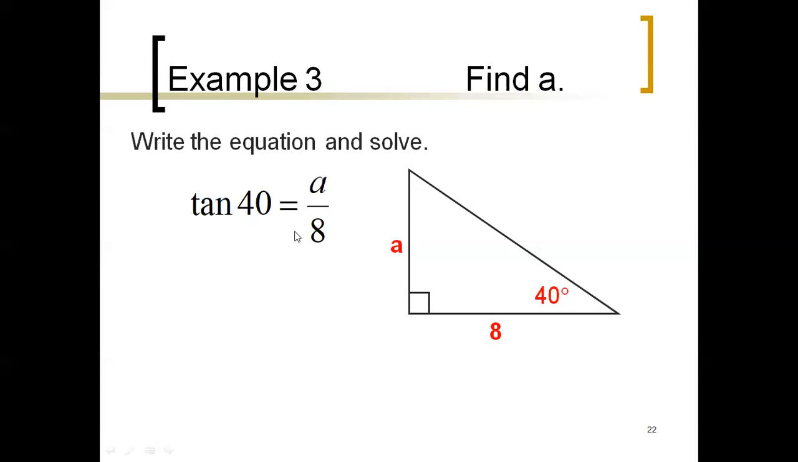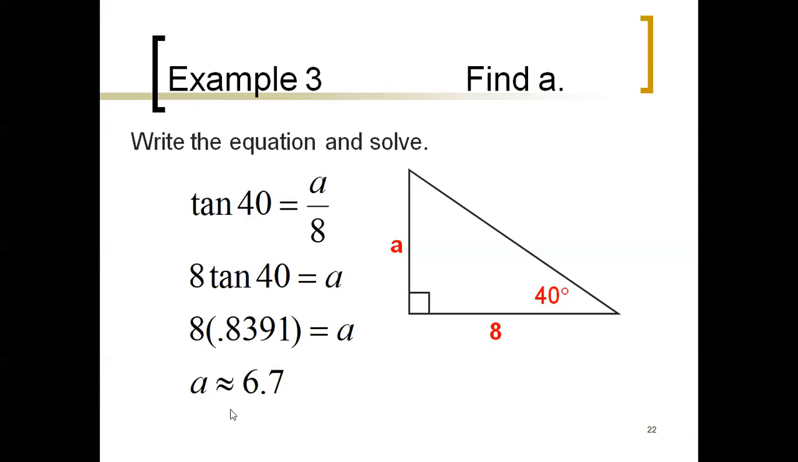Cross multiply to solve for your A. 80 times tangent 40 equals A. Approximate value of tangent 40, that is 80 times 0.8391. Multiply the left side. A therefore is approximately 6.7.